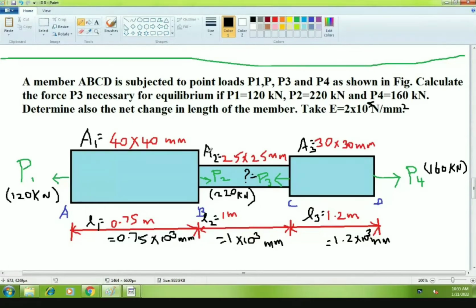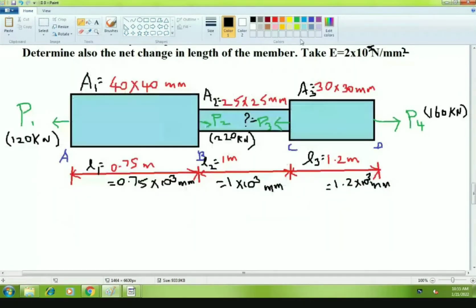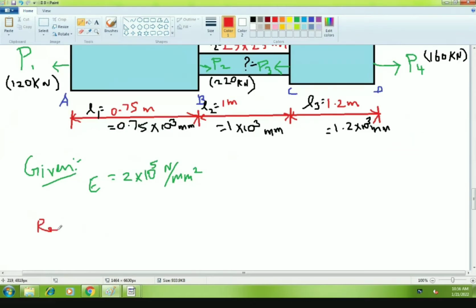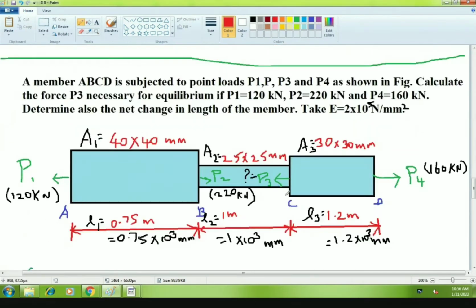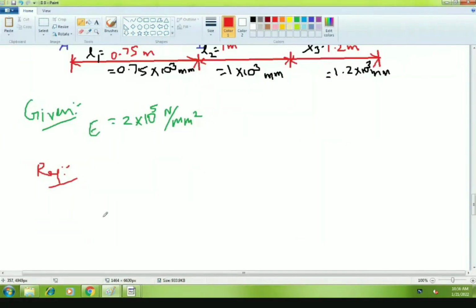Now, in the given data, what do we have to write normally? Only Young's modulus, because other things we have written in the diagram itself. So E equal to 2 into 10 to the power 5 Newton per mm square. What is the requirement? What do we have to find? Just read the problem: P3 necessary for equilibrium. So we want to find P3.